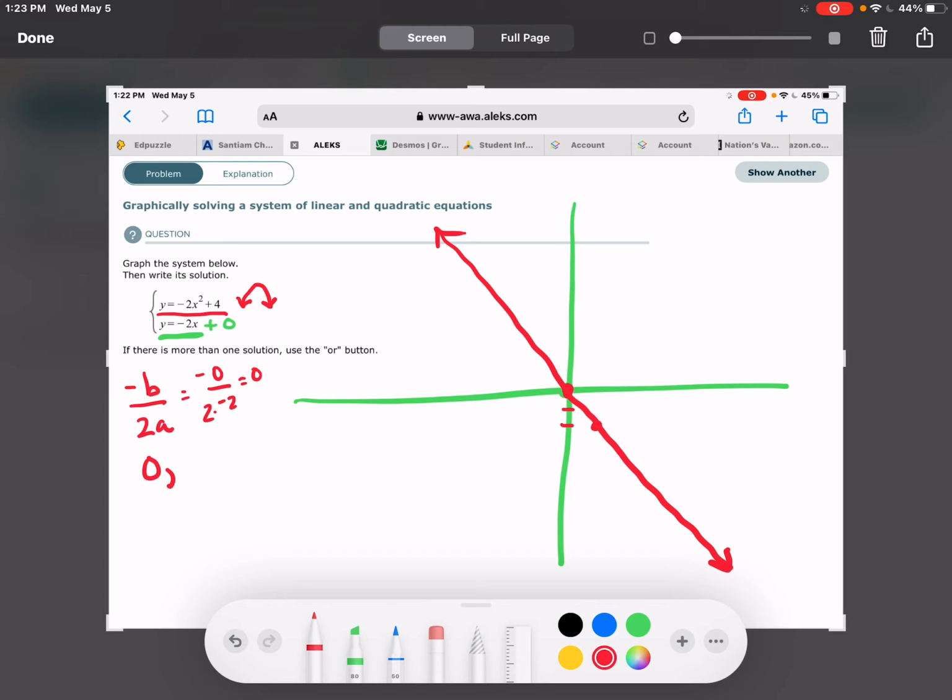And when I plug in that 0, y is 4. So I know that I have a vertex and a y-intercept at the same place, at 0 and 1, 2, 3, 4. Here is my vertex. I know I have this frown like this.